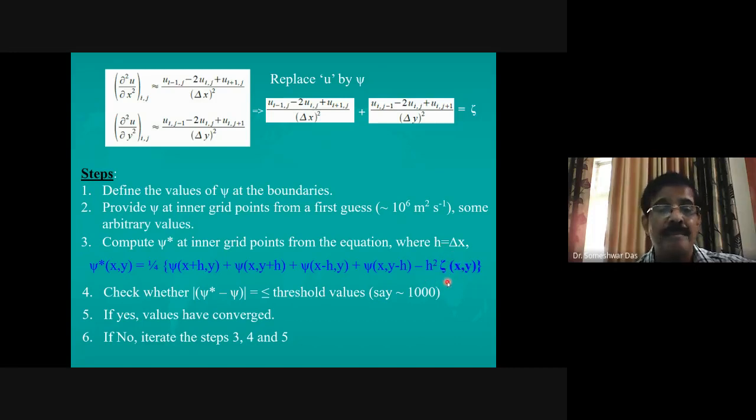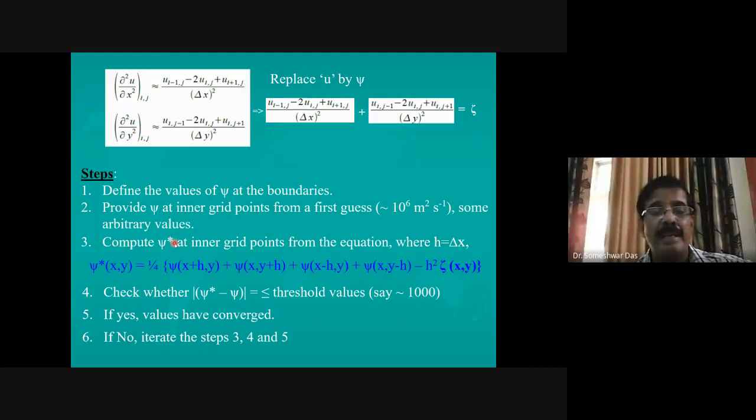Now check whether psi star, the new value of psi after the first iteration, minus the old value of psi, the first guess, is less than or equal to a threshold value, let us say 1000, because since your order of the magnitude is 10 power 6, 1000 is a reasonably good threshold value. If the value converges to this value, that means your values are reasonably accurate. So if yes, then values are converged. If no, then iterate steps 3, 4, 5.